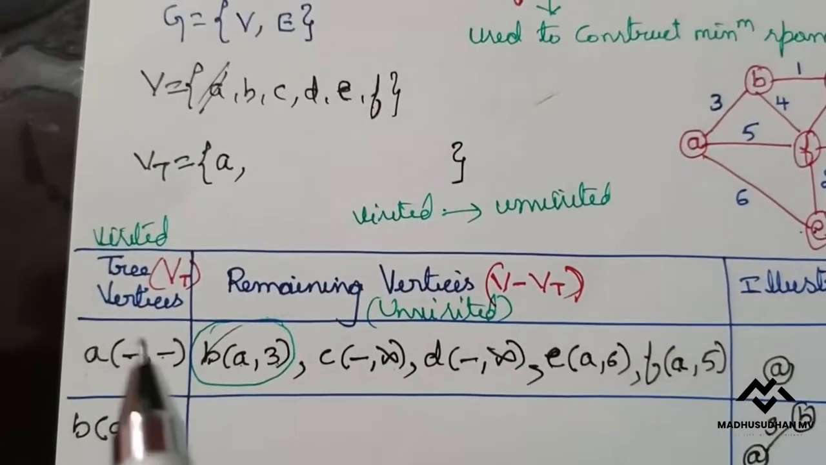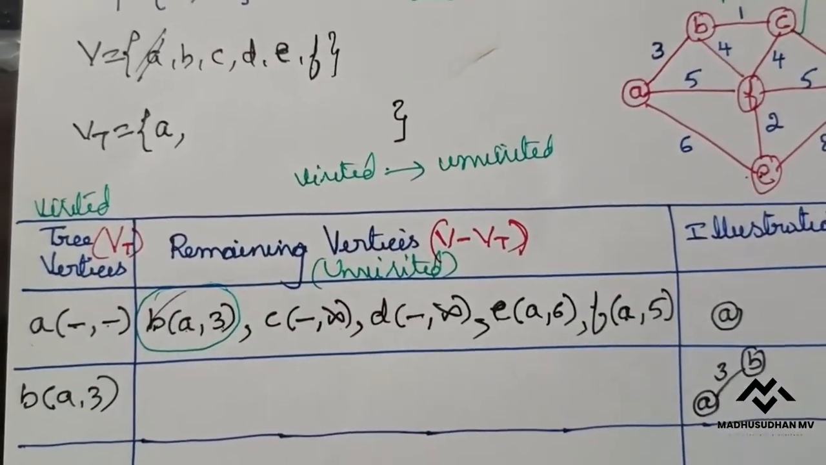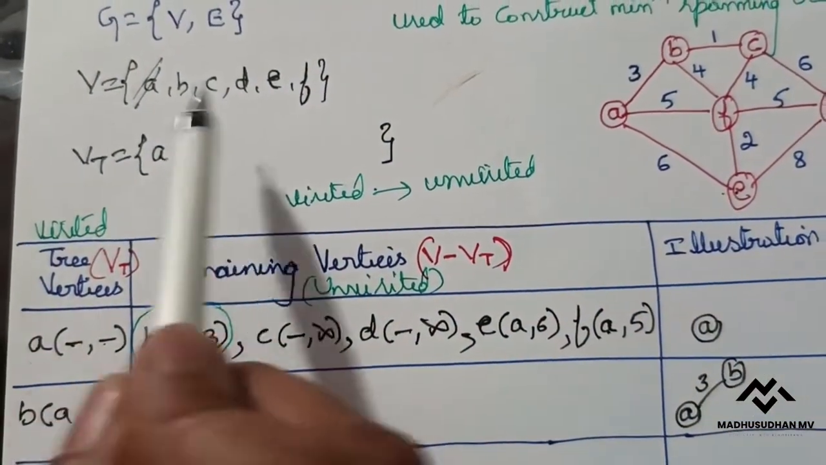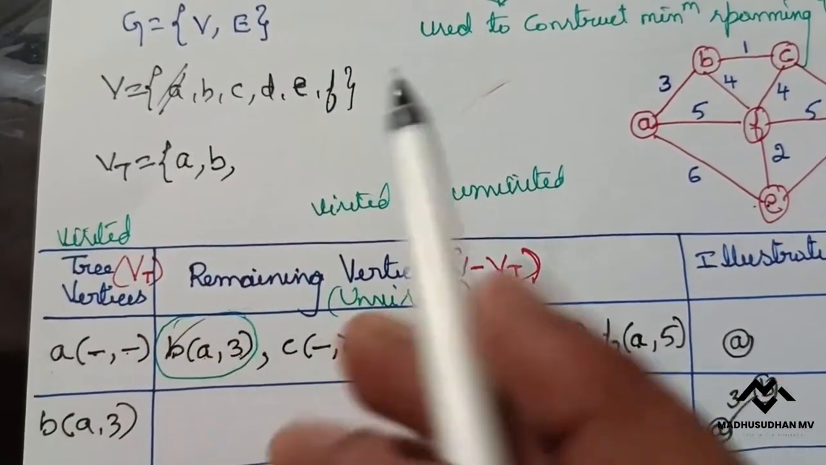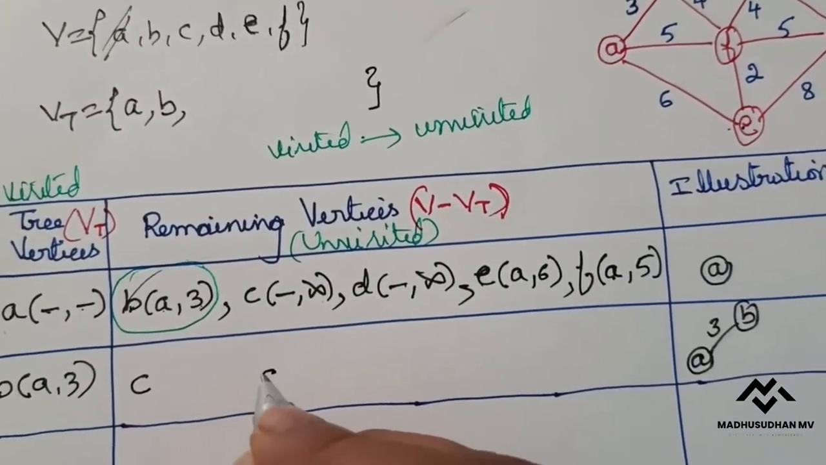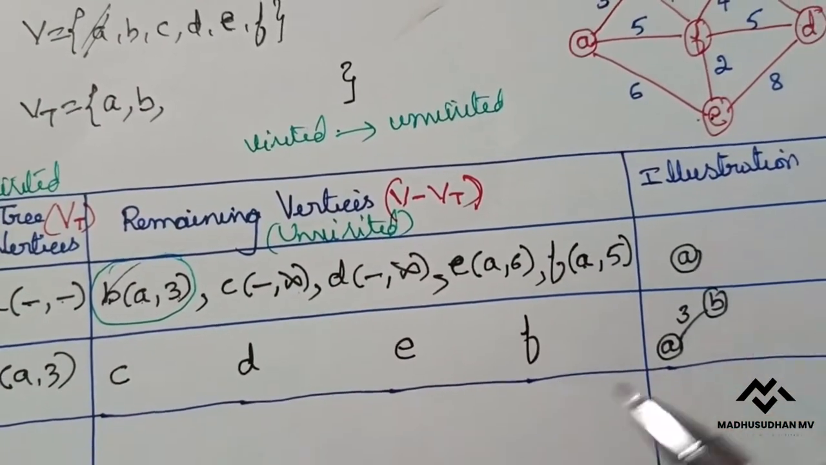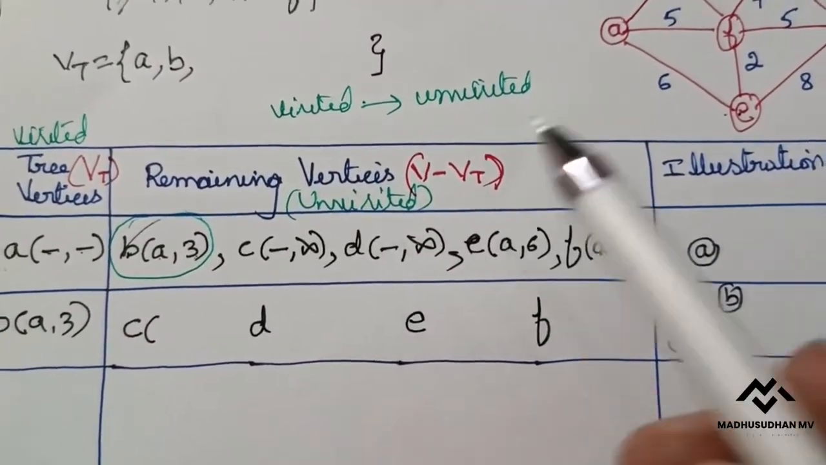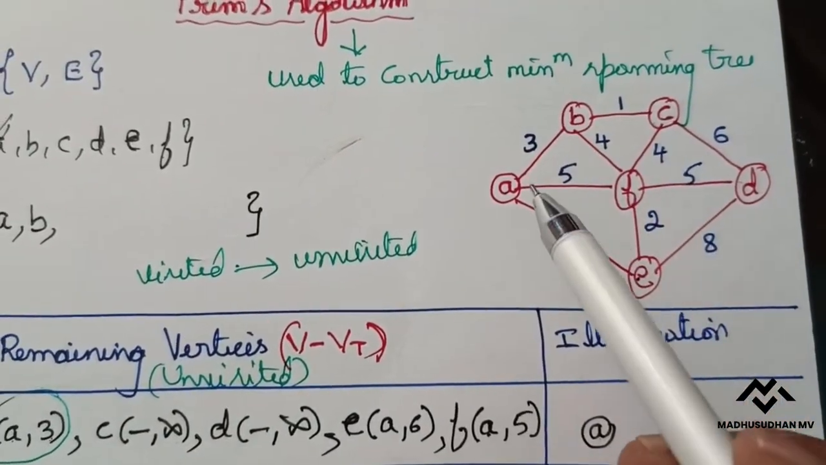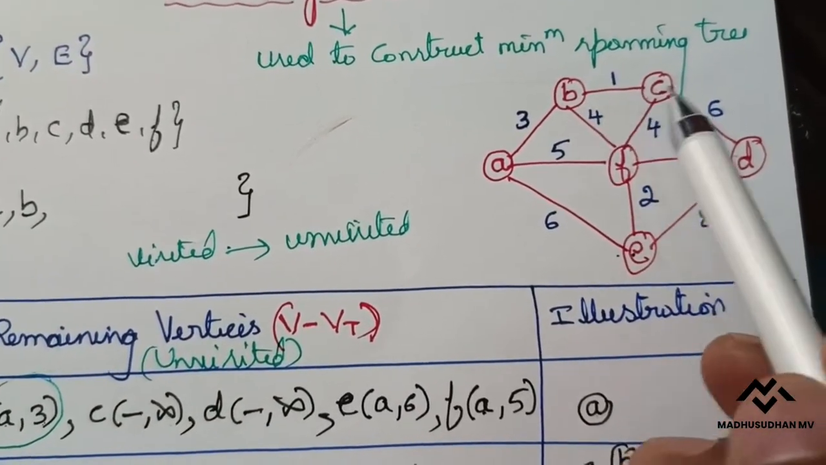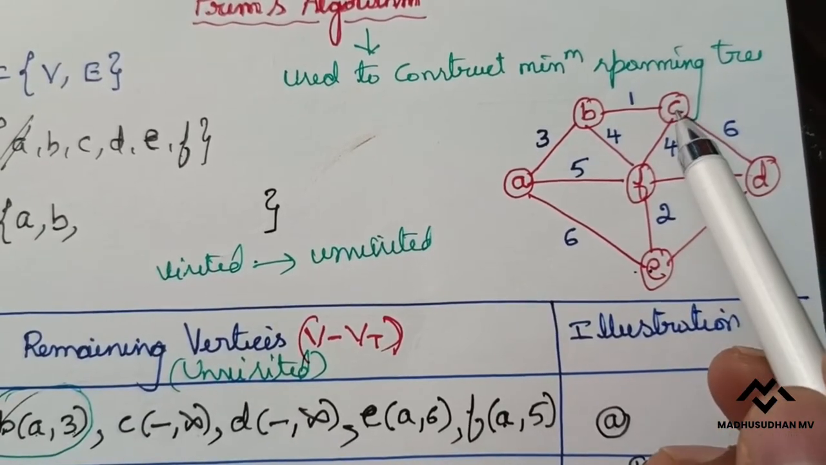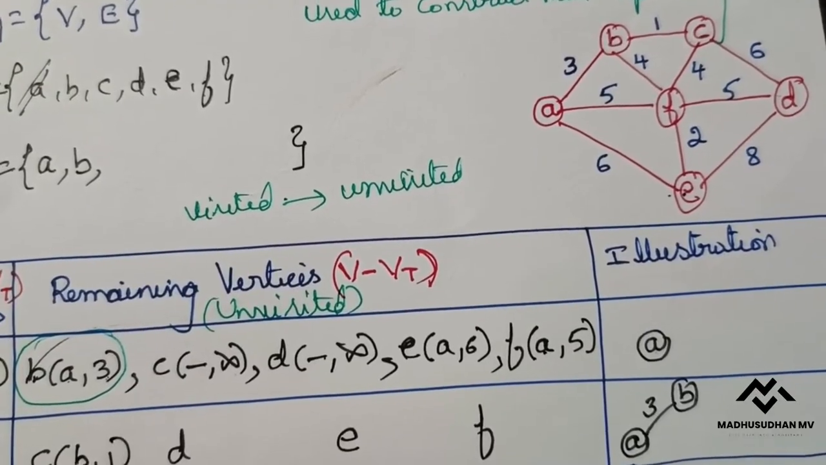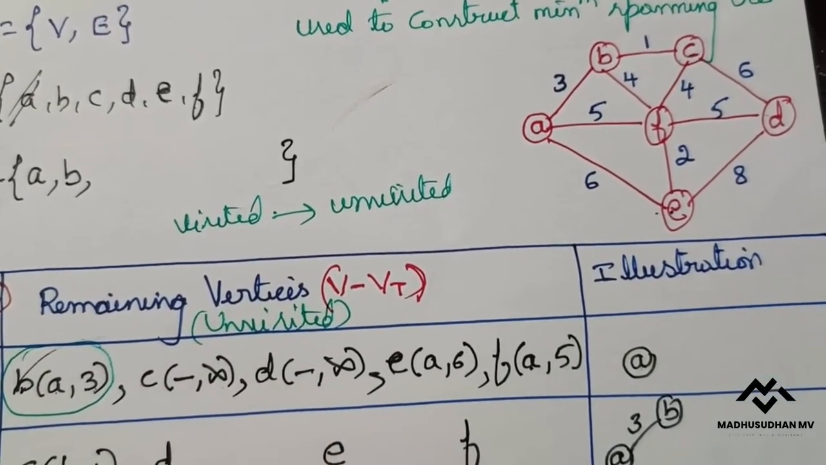Now which vertex did I include? I included B also in my tree vertices. So A, B over. Remaining vertices are V minus VT: A cancel, B cancel, so C, D, E, F. Now you write C. Earlier C is infinity. From A it is not connected, but from B it is connected to C. Yes, B is connected directly to C at a distance 1. So I can write C is at a distance 1 from B.